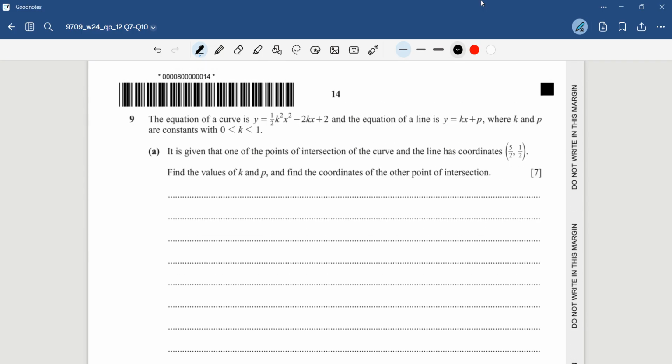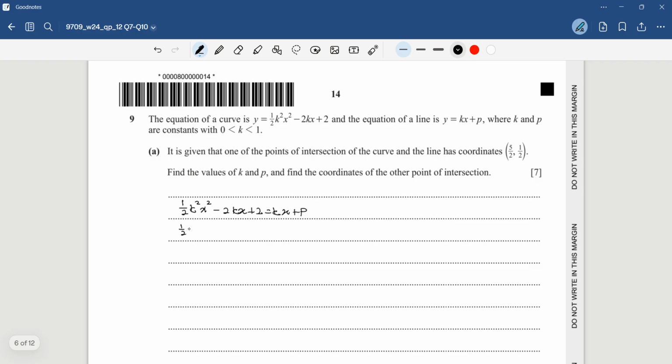Okay. So since it says a point of intersection, we can directly substitute x and y inside and then we can solve this. Before that, I just equate the equation first. So it's going to be 1 over 2 k square x square minus 2kx plus 2 equal to kx plus p. So when x equal to 5 over 2, sub in.